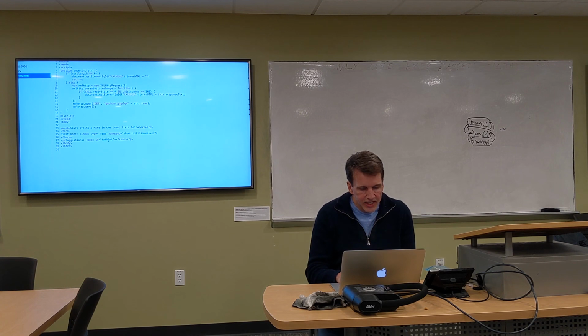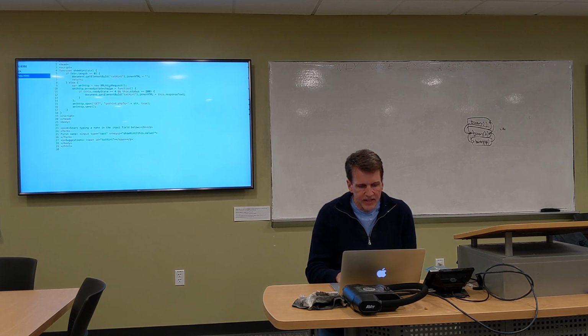And textHint is this suggestions field down here. It's going to get updated. So every time I type something, it's going to call this function. This function is going to get information from the server, and then it's going to update this suggestions field down here. And what does this do?